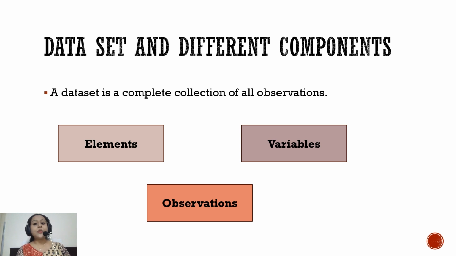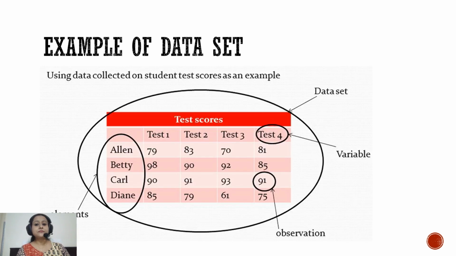Next is variable. What is variable? Variables are the characteristics of elements. So which characteristics of the subjects you are collecting data on, right? Suppose how much they have scored in different tests. So it is one of their characteristics, right? So those will be called variable, and observations are finally measured values. So I'll show you an example which will make all this concept very clear.